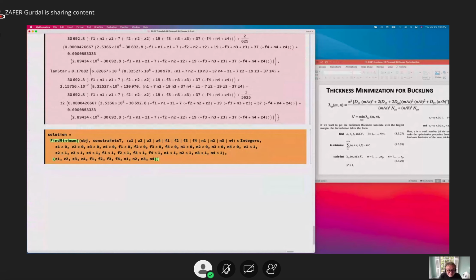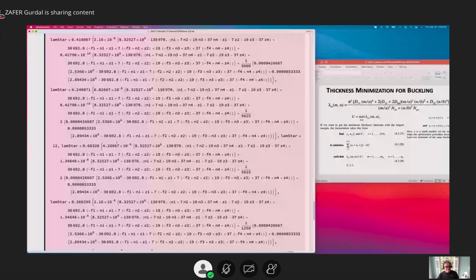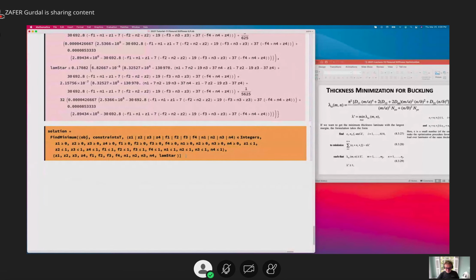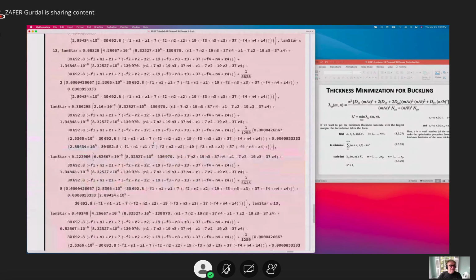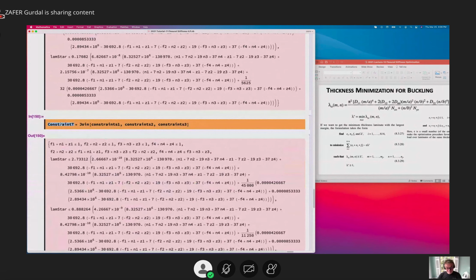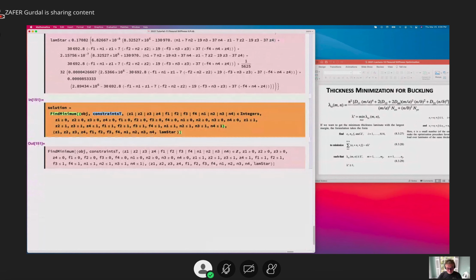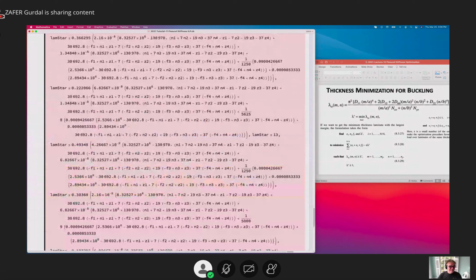Labels are the same except one, lambda star, is in there. These are integers and binaries, that is correct. These and N's. Am I forgetting anything? I'm probably forgetting something. Objective and constraints, T. Constraints T is here, isn't it? Constraint T. And OBJ? Didn't I execute OBJ?